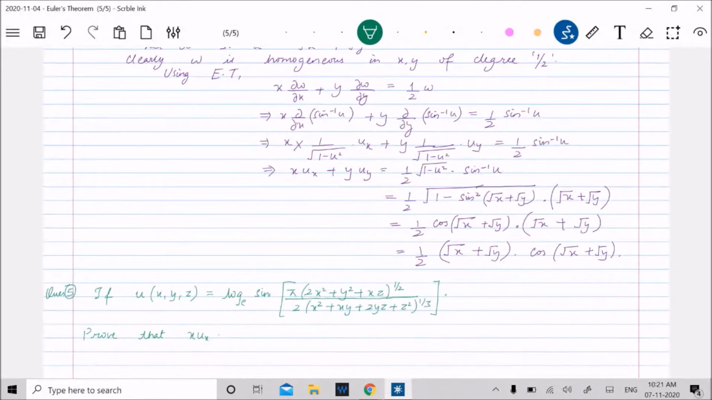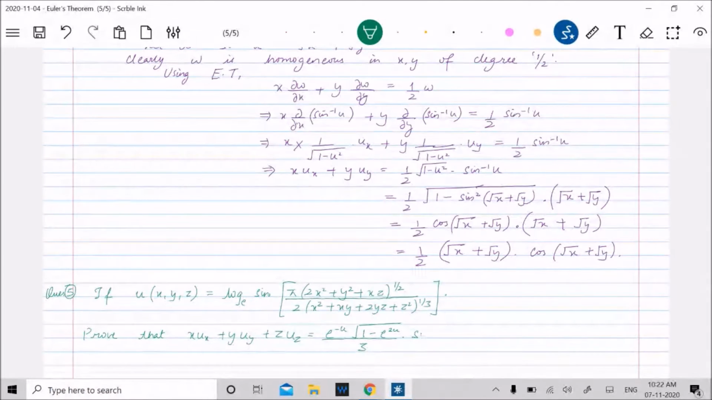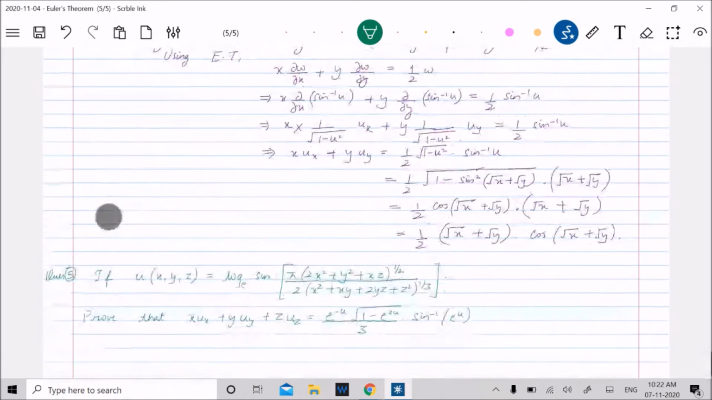x ux plus y uy plus z uz is equal to e to the power minus u square root of 1 minus e to the power 2u, sorry, this is in the power actually 2u divided by 3, and it's multiplied by sine inverse e to the power u, right?